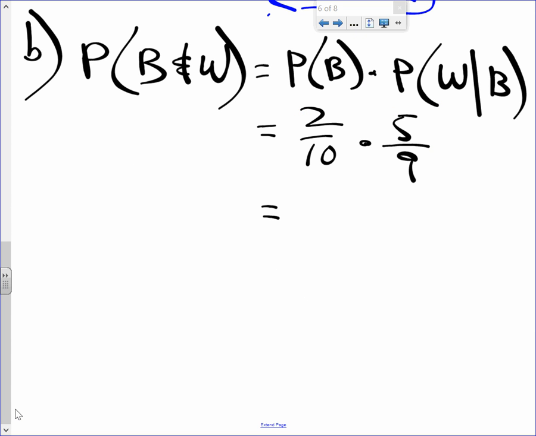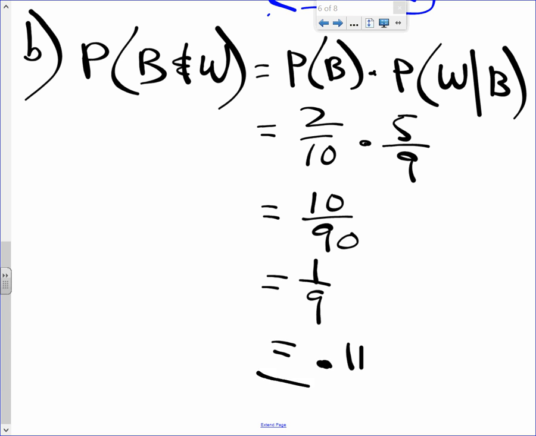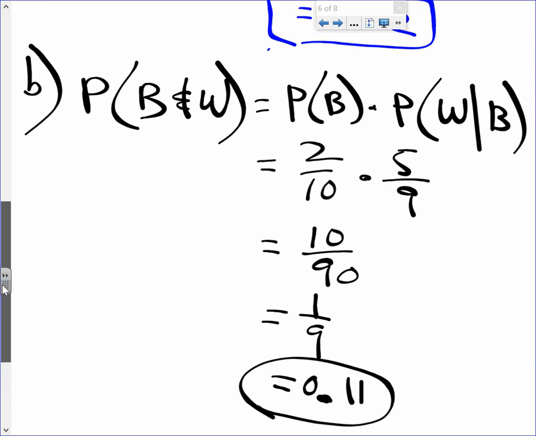That's going to be 1 out of 9, which is really 1 divided by 9. 11%. There's an 11% chance you get this. 0.11. 11% chance that happens. You get a blue, then you get a white without replacement. Questions? Last but not least, here we go.